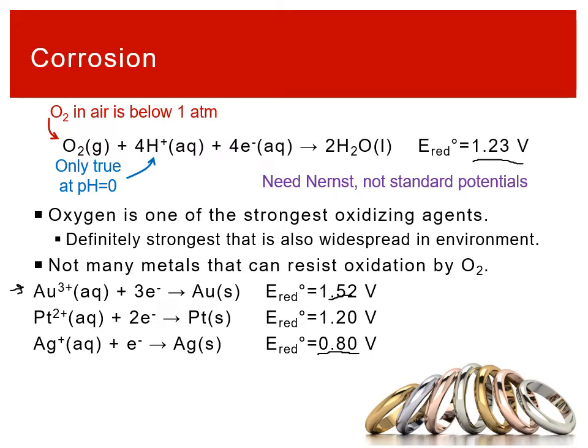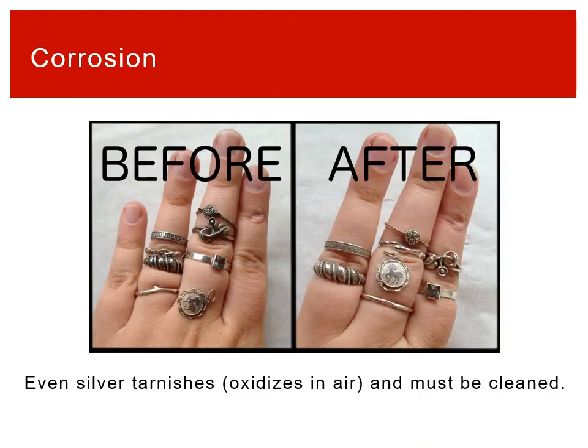But we would need to do a Nernst treatment to figure out, in a particular situation, whether the metal is going to oxidize. Even then, silver tarnishes. Silver does still oxidize in the air. Fresh silver is a really light color, like all the jewelry in this photo. That is cleaned silver. The black tint on all of these, that's tarnish. It's called that because the silver gets less shiny and looks a little dirty. That is oxide, the silver oxide forming.